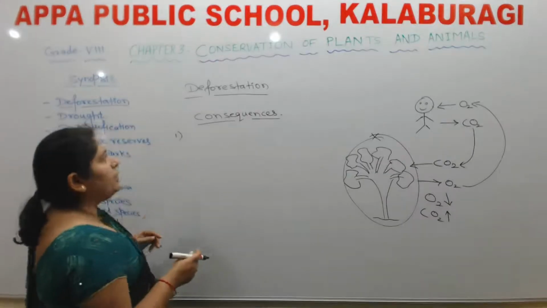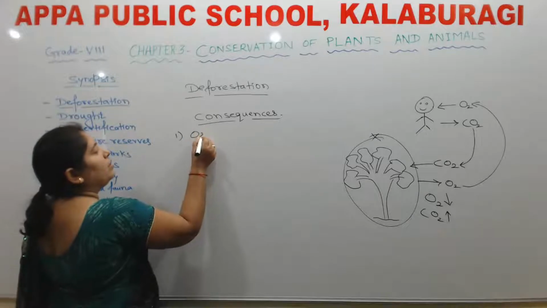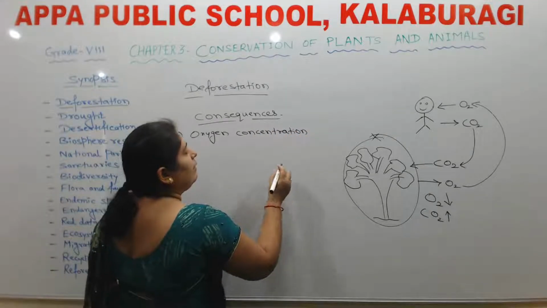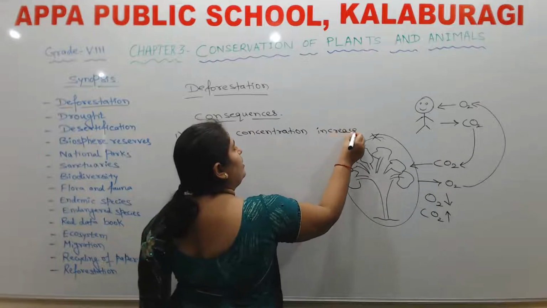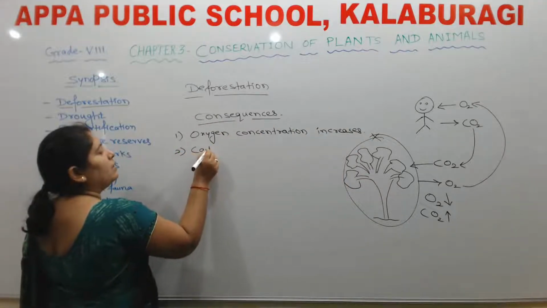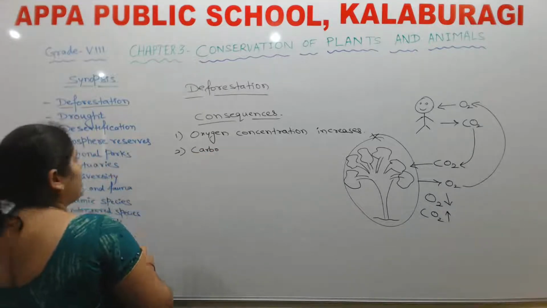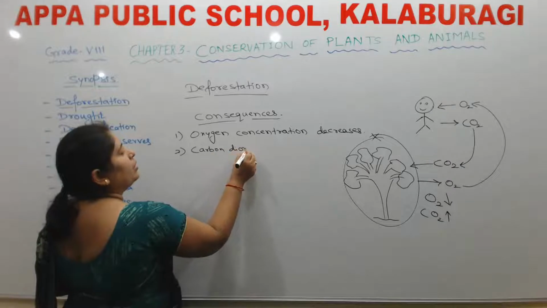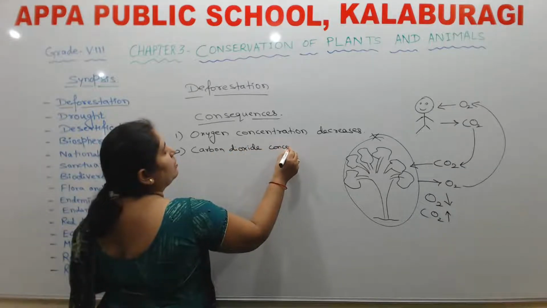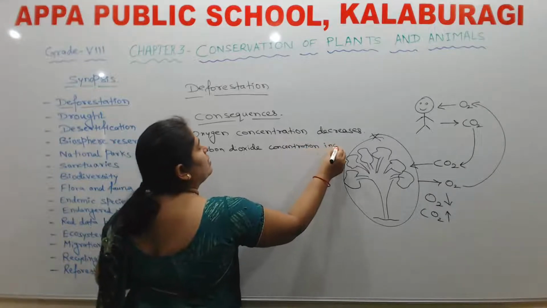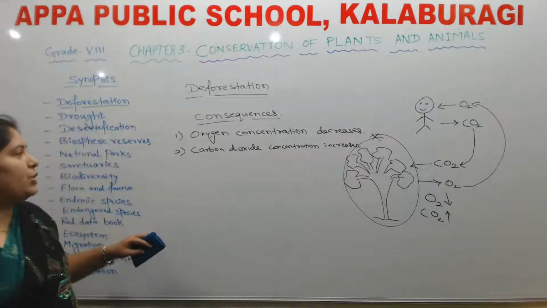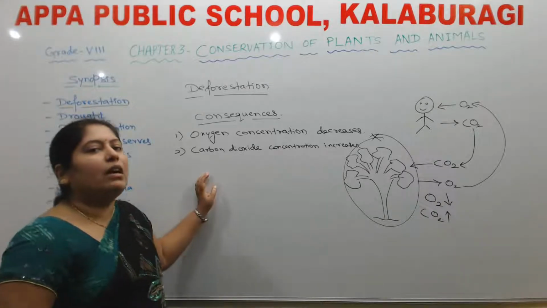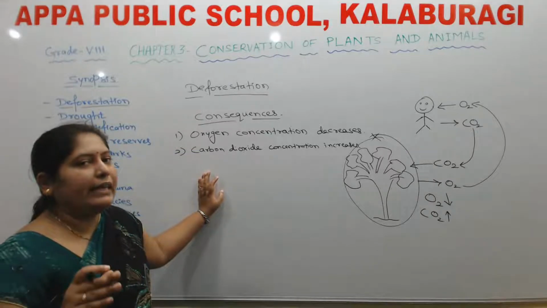Okay, so the first consequence of the deforestation process is that oxygen concentration decreases. Sorry, just a minute, students, it should decrease here. Oxygen concentration decreases. Second one, carbon dioxide concentration increases. Right? Because of the deforestation, oxygen concentration decreases in the atmosphere and carbon dioxide concentration increases in the atmosphere. It is a very important consequence of the deforestation, which is directly affecting the living organisms.